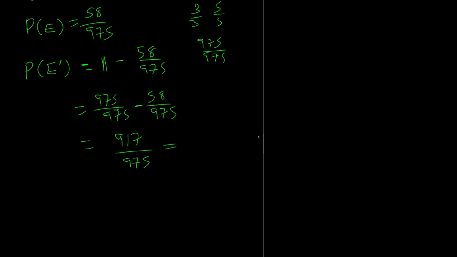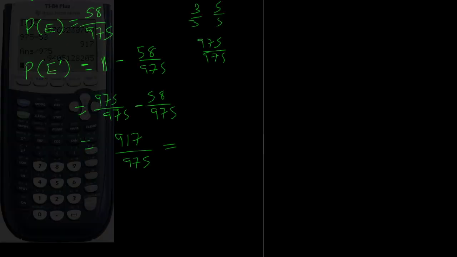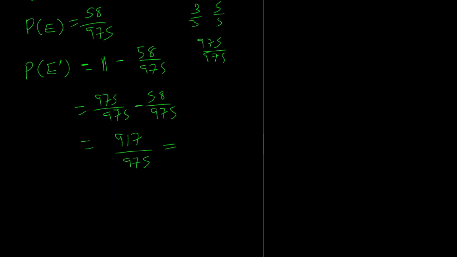And now, again, running back to my calculator, 917 divided by the 975 says 0.9405, or about a 94% chance. And so my probability is about a 94% chance of picking someone who didn't retire.